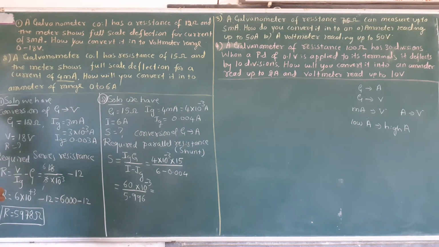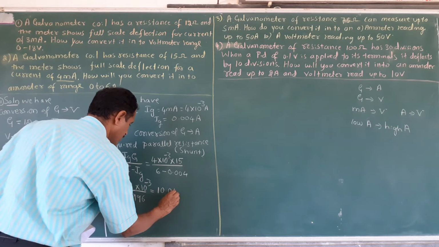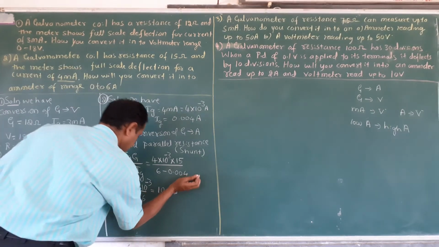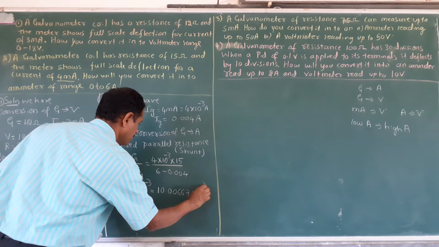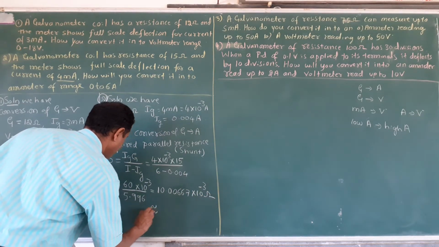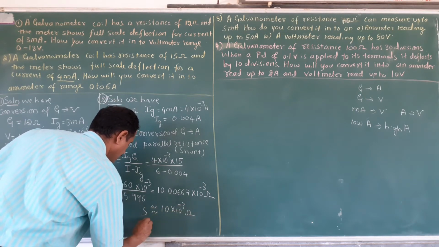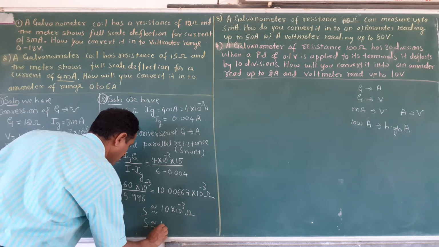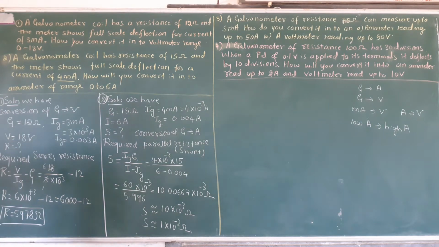Suppose if you divide this value, the answer you got is 10.00006667 into 10 to the power of minus 3 ohm. It is nearly S is equal to 10 into 10 to the power of minus 3 ohm. S is nearly equal to 1 into 10 to the power of minus 2 ohm. Like that you have to calculate it.